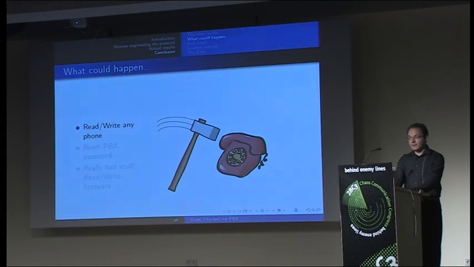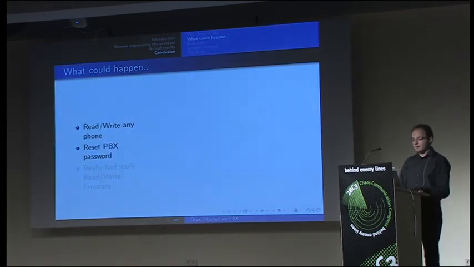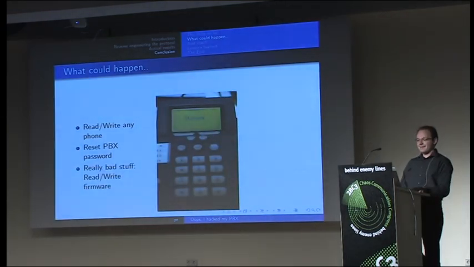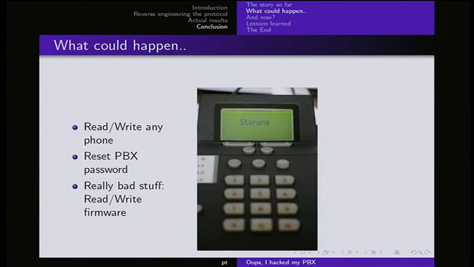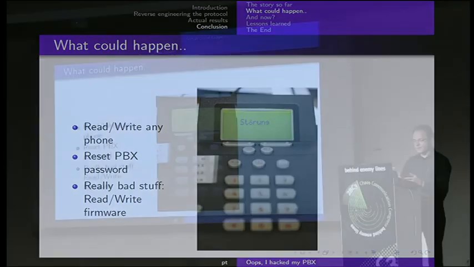So, what could happen? You can read and write any phone and any data on the phone. You can reset the PBX password, or even worse, you can basically rewrite the firmware of the PBX. For those who do not speak German, this word Störung means error or failure. So you can bring the whole phone system down, or even worse, you can bug it. You can snoop on data, everything you want to.